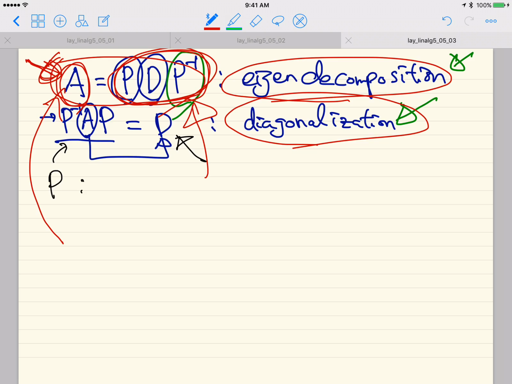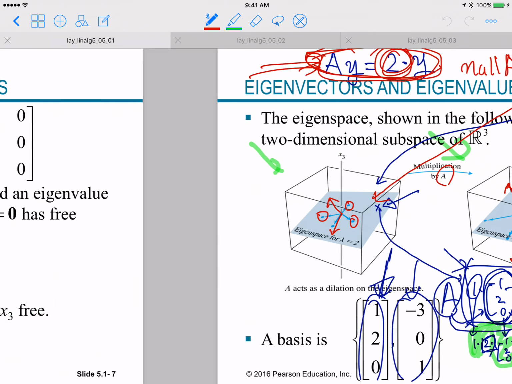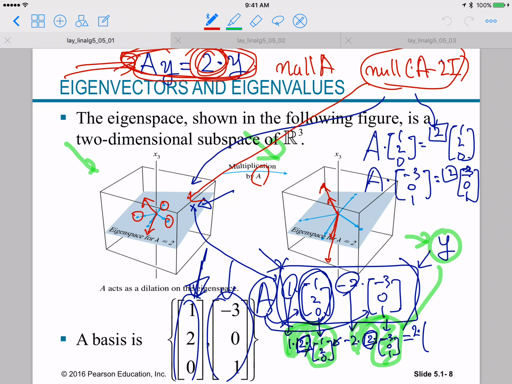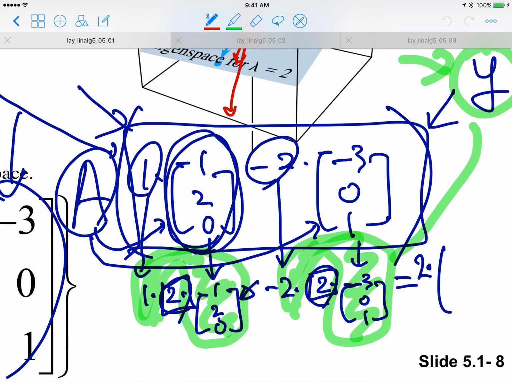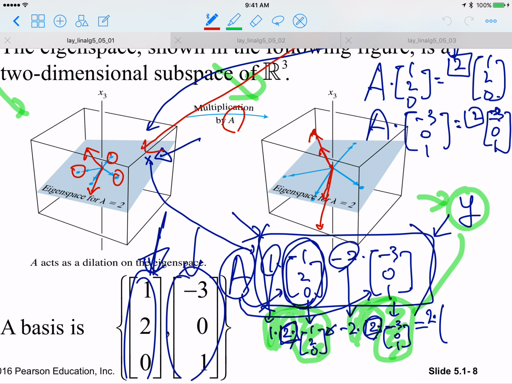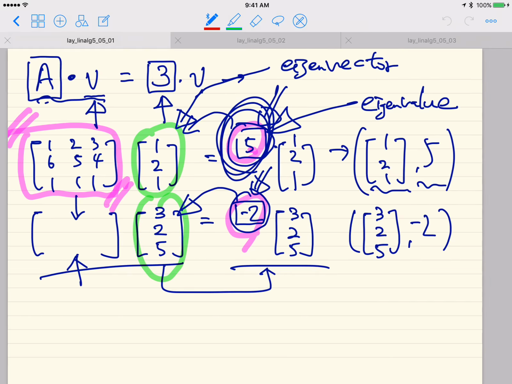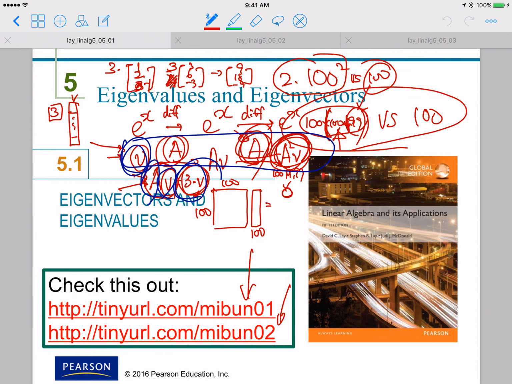If you remember the very first lecture, in this very first slide, I introduced the usefulness of eigenvectors and eigenvalues as a way of accelerating or simplifying our computation of matrix vector multiplication. Okay, so here the idea was.